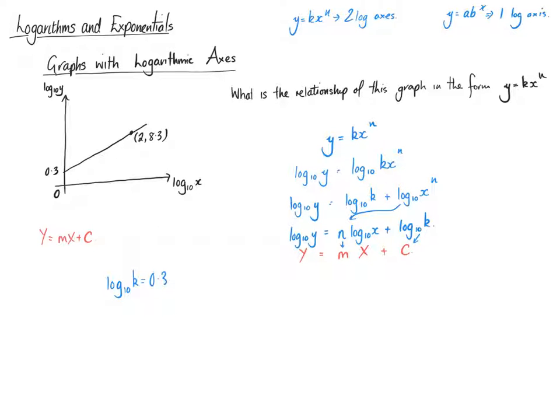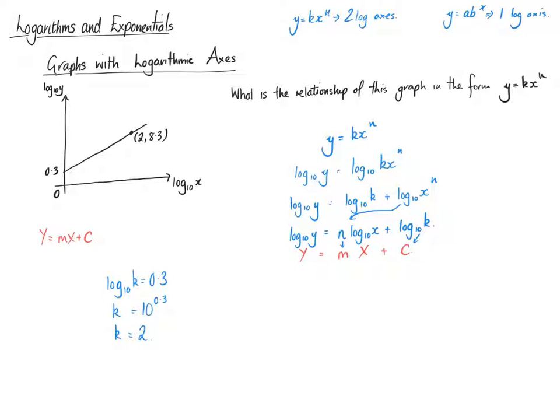So we can rearrange this. Our 10 is our base, so it becomes the base of our exponent. So 10 to the power of 0.3 is equal to k. And that's just rearranging our logarithm. And from there we can get that k is roughly equal to 2, once we've rounded.